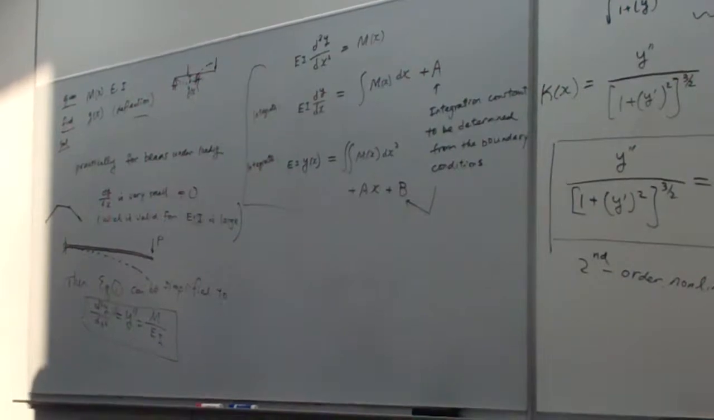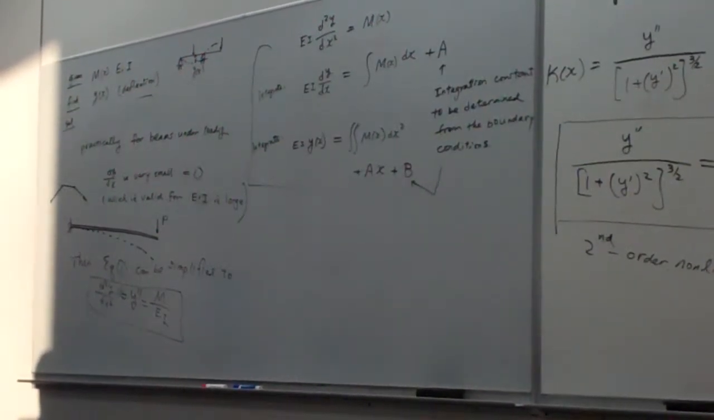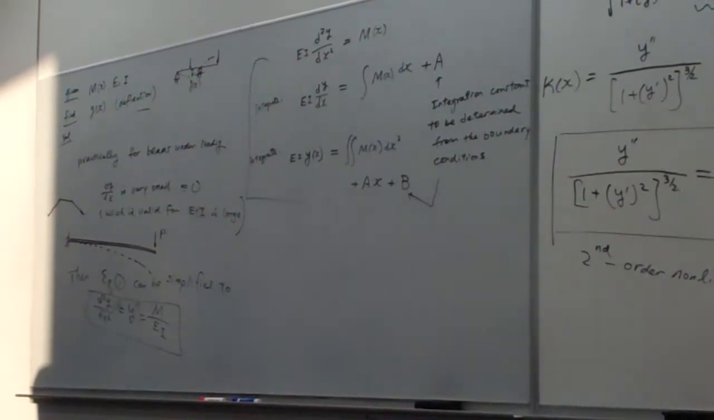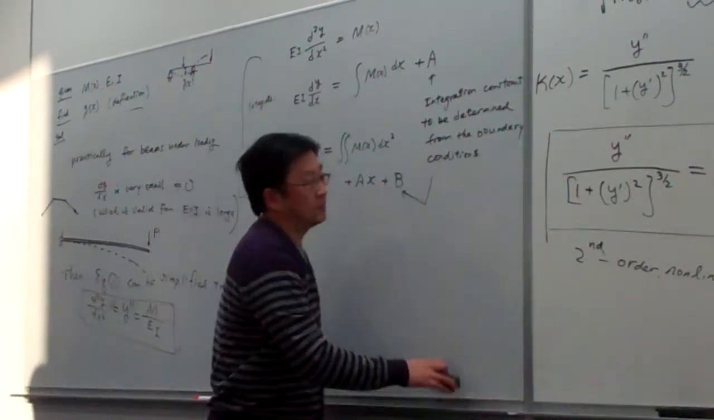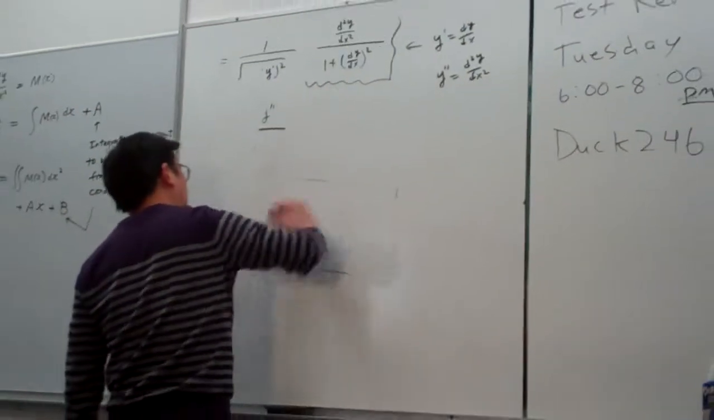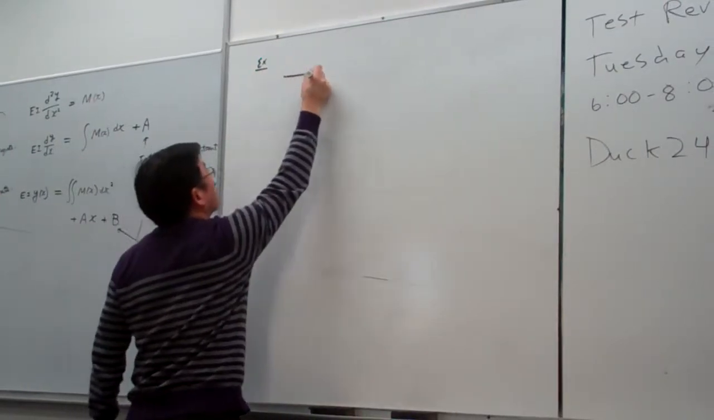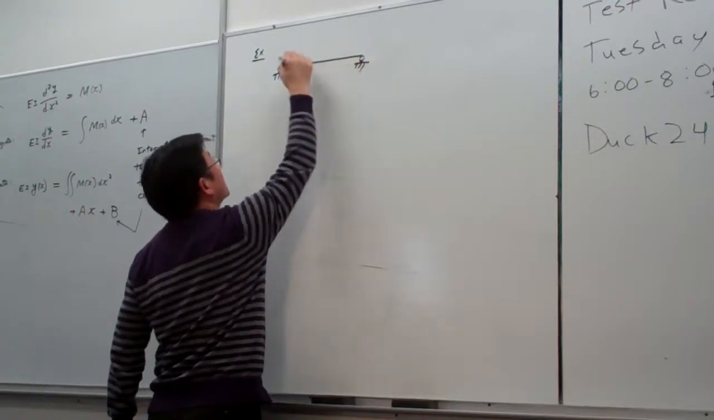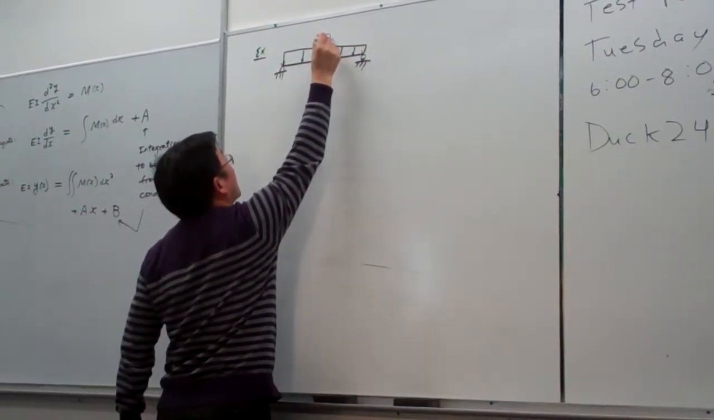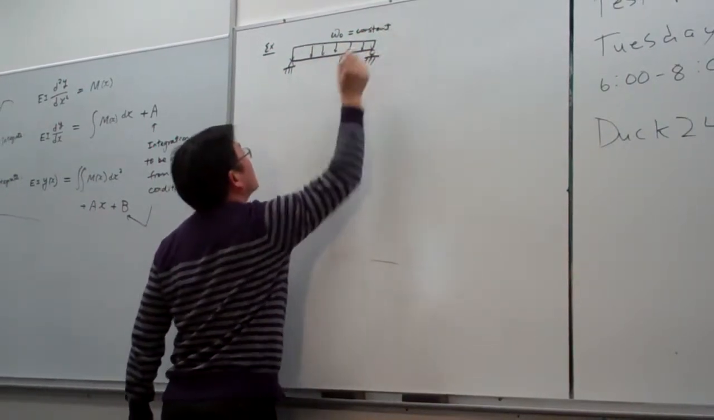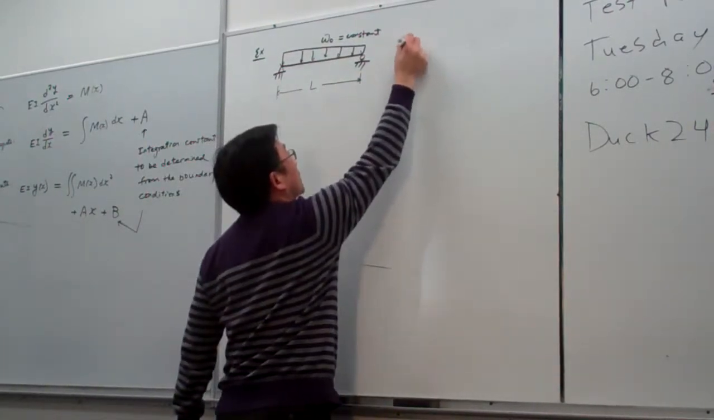So we can try this one. If this is a beam, simply supported at both ends, under constant distributed loading, omega 0 equal to constant, and the length equal to L, we want to calculate what is y of x.